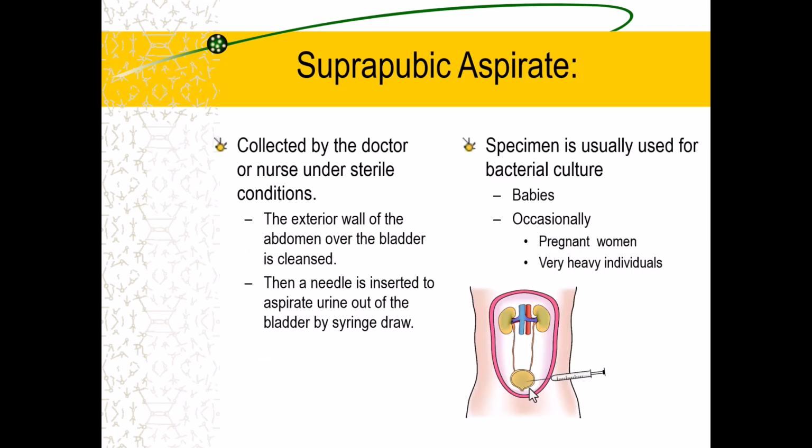Now, suprapubic aspirate, we actually put a needle right into the bladder. This is sterile. You do a sterile field, put the needle right in, pull it out. We use this on babies when we just can't get that clean catch and we can't figure out what's causing an infection. We can't get a good antimicrobial screen on them. We don't know what's happening. We'll sometimes do this. The other time, sometimes on pregnant women and sometimes on very heavy individuals that we just can't get a clean catch.